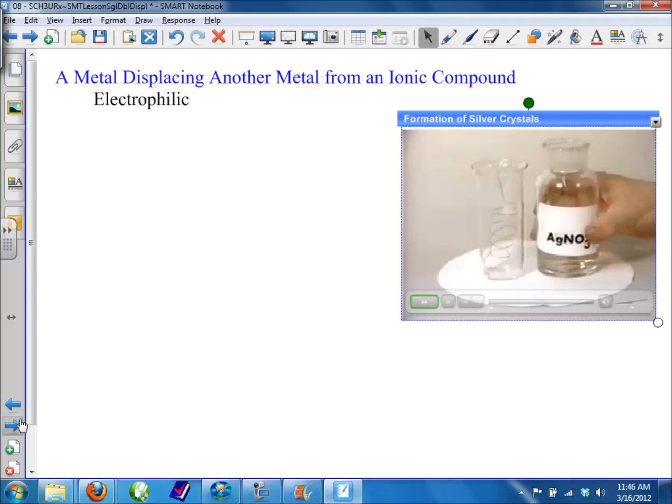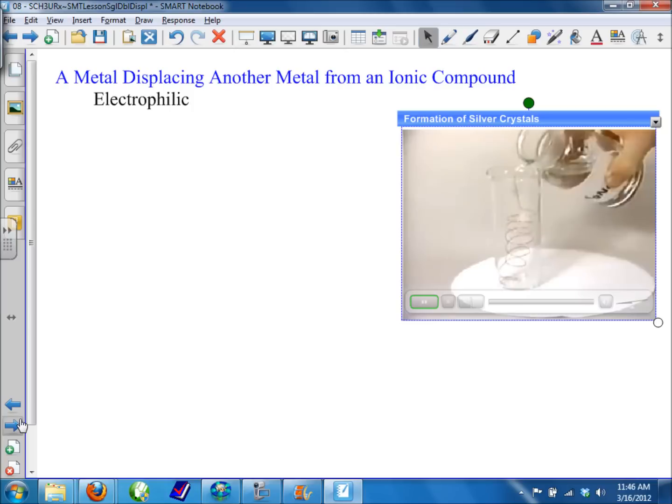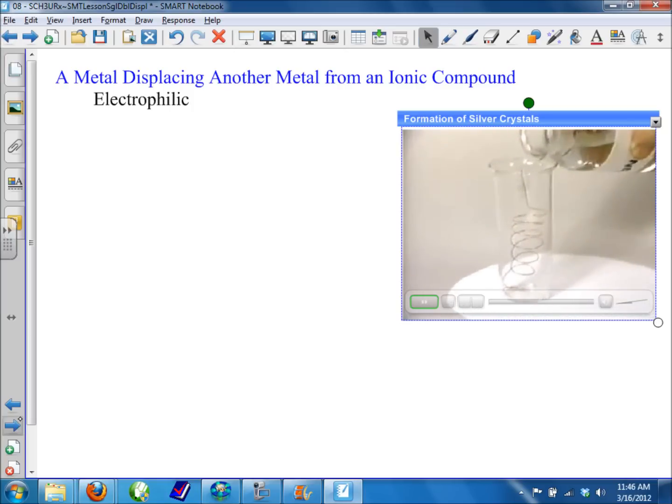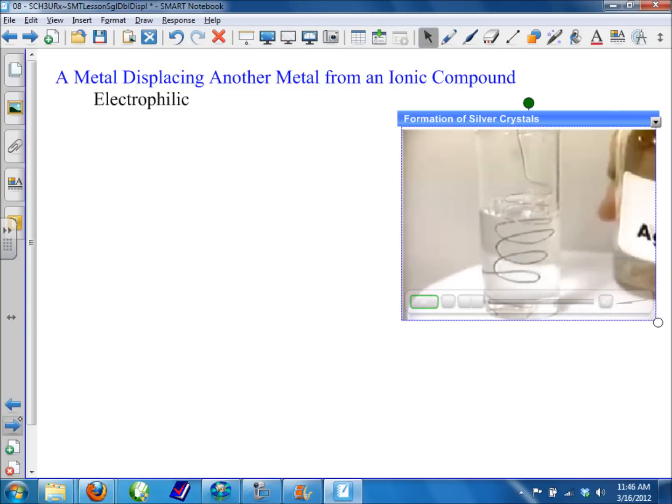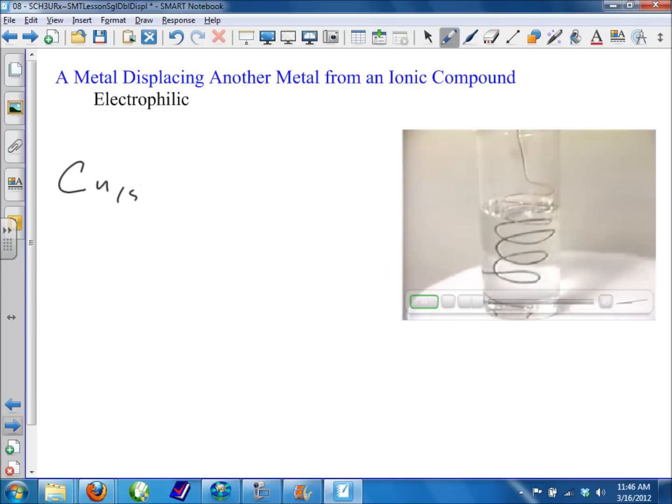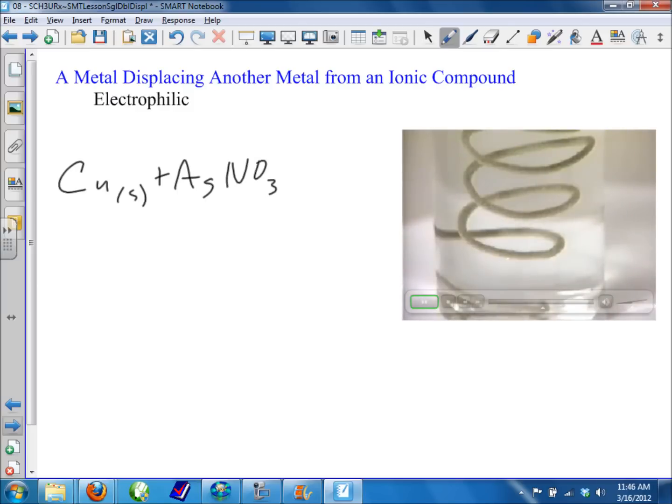The first one I'm going to talk about here is silver nitrate and copper. Now if you take a look at this video that we have playing right here, that's a copper wire. And that liquid they're pouring in is silver nitrate. So let's write out what that looks like. That would look like copper solid plus AgNO3. Because we can see through it, we can see that it's an aqueous solution.